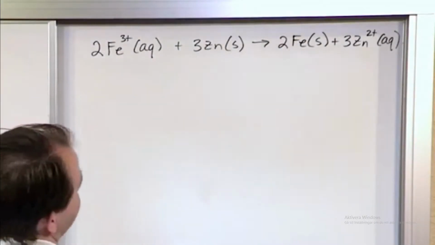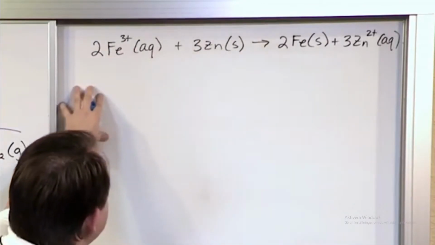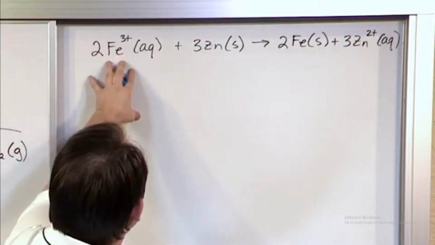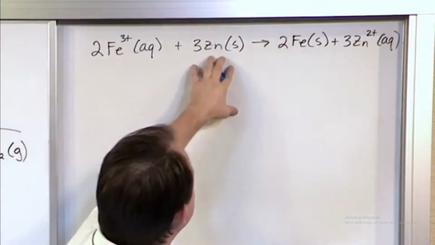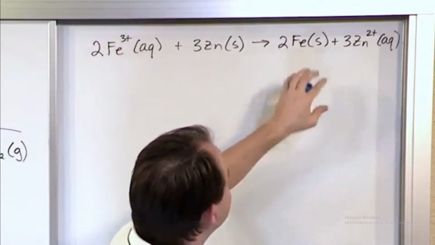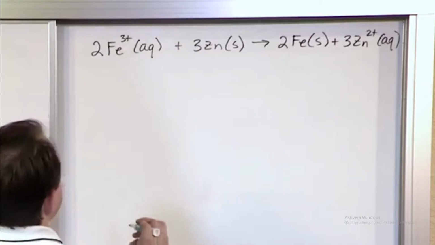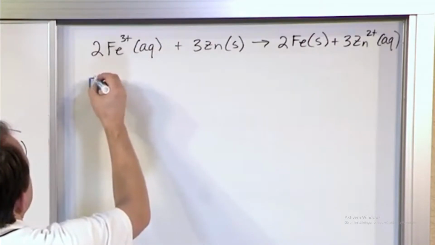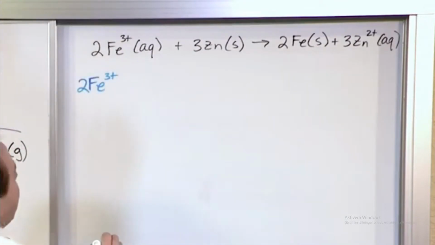So I want to do half reactions. Obviously, this is already a net ionic equation because I see my charges and I don't see much else besides ions and things. So here this iron is changing charge, and this zinc is going from neutral to changing charge. If I want to write down the half reaction that's involving iron, I would say 2Fe3+. I've got to use my coefficients that I have.